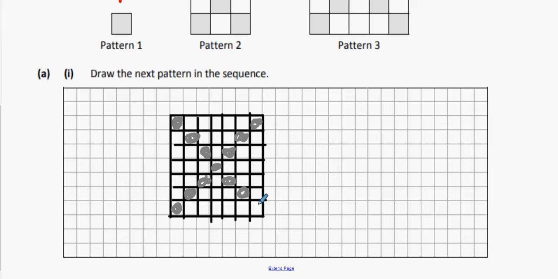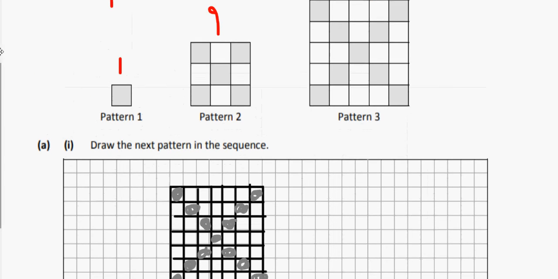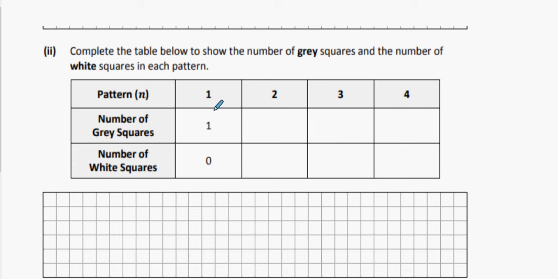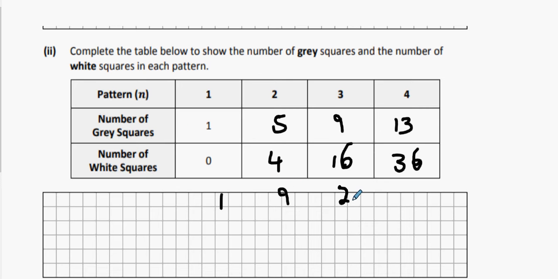So it's just a matter of counting the amount of greys and the amount of whites in each pattern, and we're all very much capable of counting. So I'll just nip through this really quickly. The number of grey squares in the second one was 5, and then the third one it was 9, and the one I just drew there was 13 grey squares. The number of white squares was 0, 4, 16 and 36, and then if we add them all together that's 1, 9, 25 and 49, which is what we're expecting. Okay, so cool, we just did that.